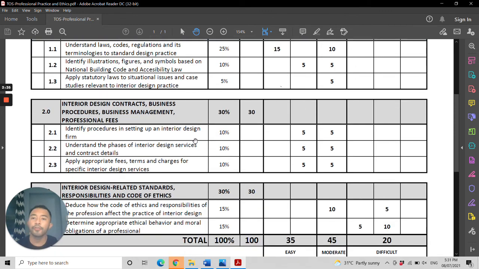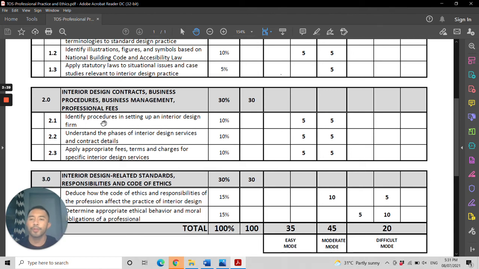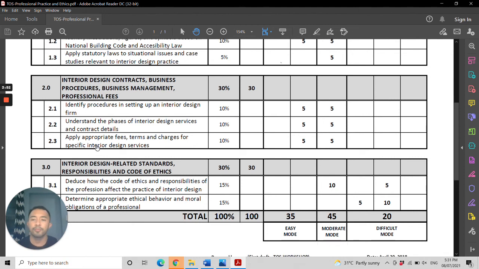For interior design contracts and business procedures, you are required to identify procedures in setting up an interior design firm, which is 10%. Understanding the phases of the interior design services and contract details will be another 10%. And apply appropriate fees, terms, and charges for specific interior design services. That'll be another 10% of the exam.